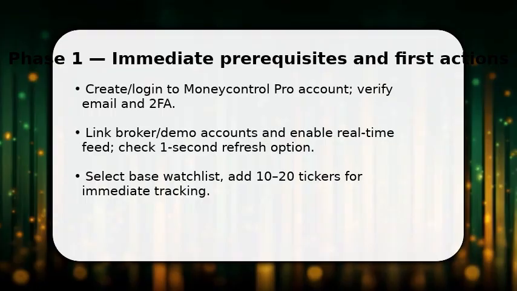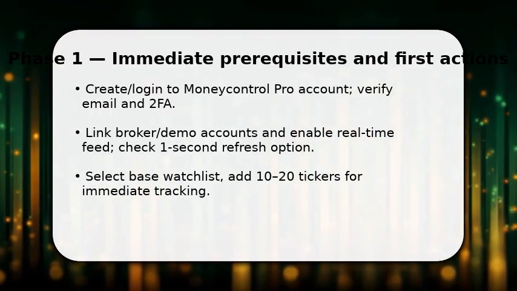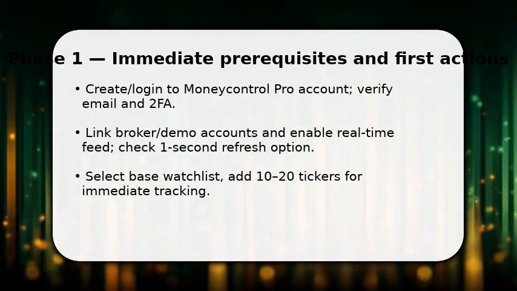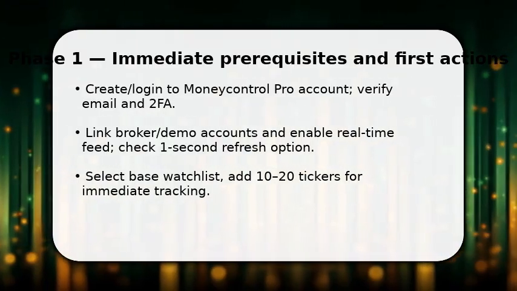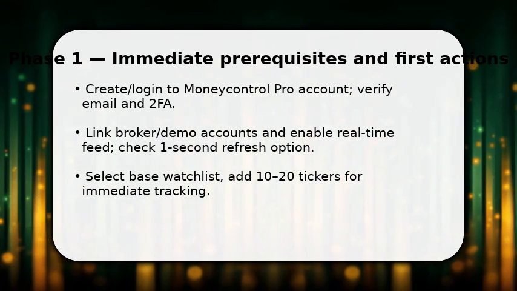Next, build a focused watch list. Add 10 to 20 tickers you actually trade or monitor. This gives you instant context. You'll use these symbols when creating alerts, charts, and screener presets later in the workflow.